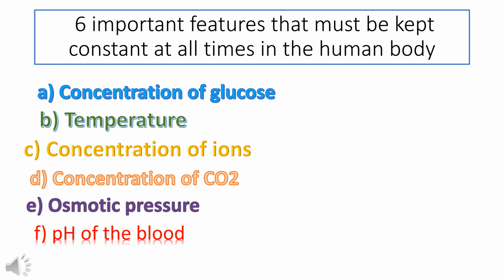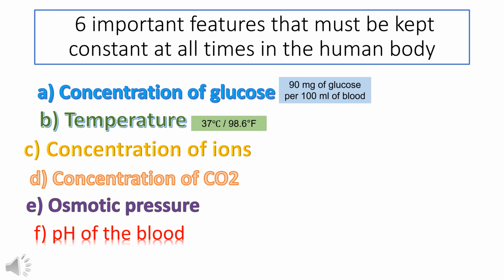To be more precise, the blood sugar level of humans must be kept at 90 milligrams of glucose per 100 ml of blood at all times. Next, the body temperature must be kept at 37 degrees Celsius or 98.6 degrees Fahrenheit. The normal range of blood pressure is around 120 per 175 millimeter mercury.